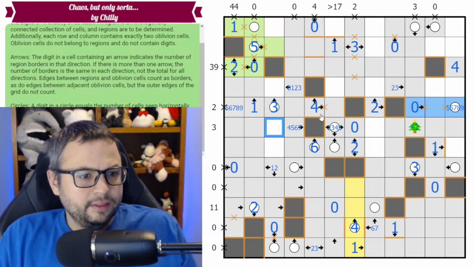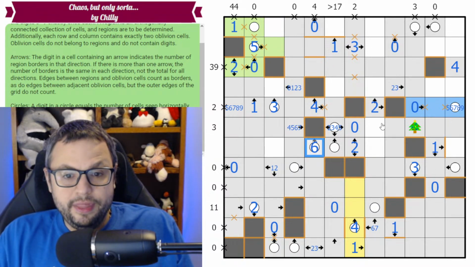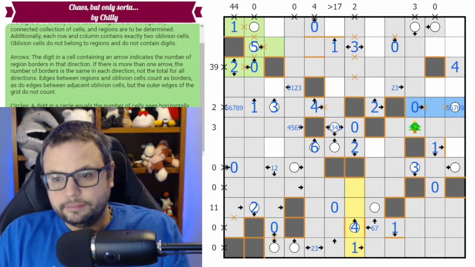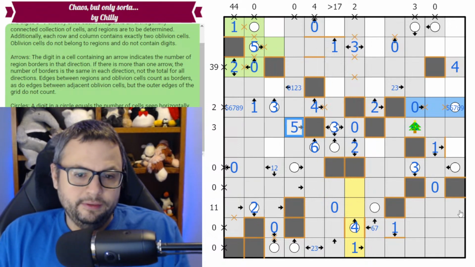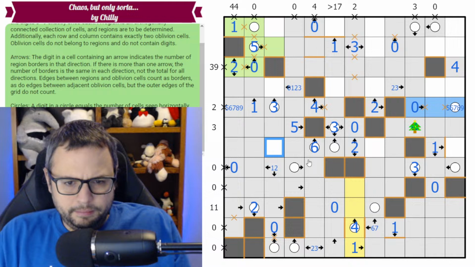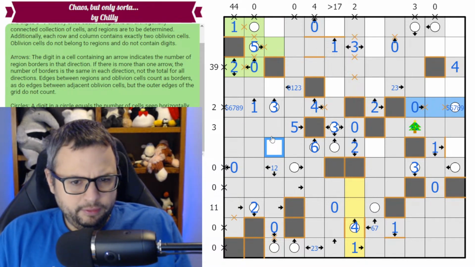That is Michael's point. So this is the Oblivion cell. And that means that this is a 3 and this is a 5, per our previous discussions.